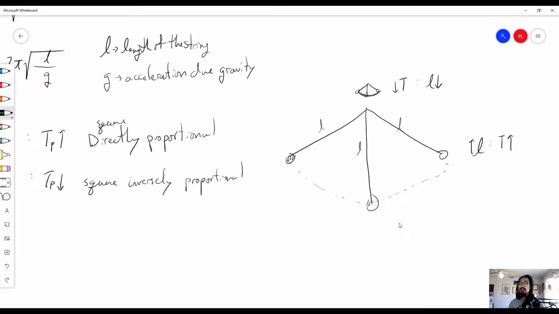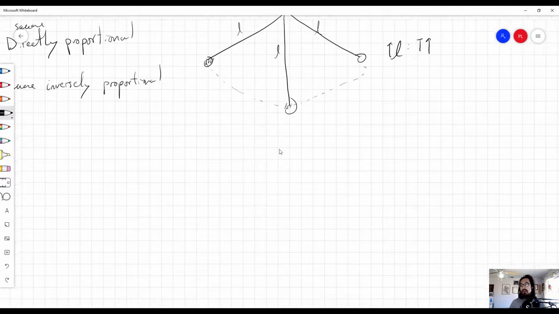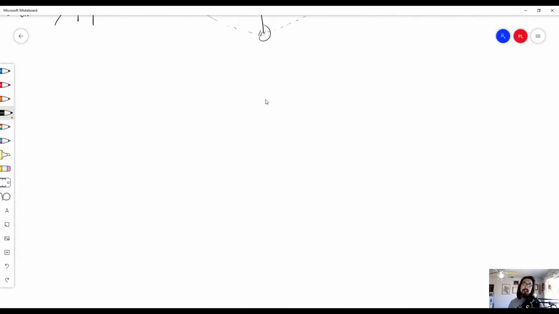Okay, so that's the reasoning behind the length of the string. Now, what about the acceleration due to gravity? Now, this one's a cool one. Usually this one is something that you can't really test for here on Earth, but it is something that we can theoretically think about, right?